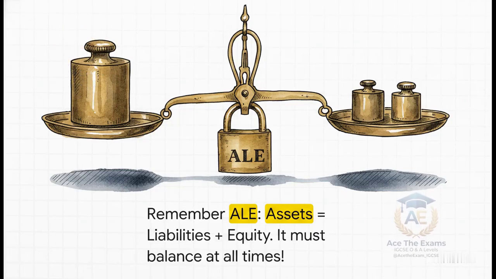Let's talk about exam pressure for a second. Under intense pressure, sometimes my mind just goes completely blank. To prevent that panic, I locked in the core accounting equation with a super simple mnemonic, ALE. That's assets equals liabilities plus equity. This equation must balance at all times. It's what maintains that duality of transactions, which is, honestly, the absolute bedrock of double-entry bookkeeping.